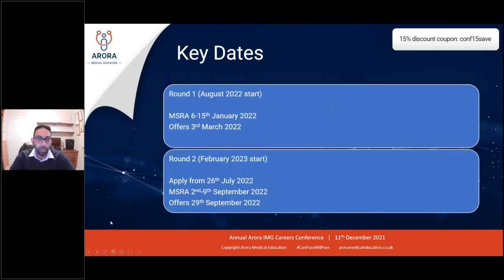What are the key dates coming up? So currently people are applying or in the middle of applying for round 1. The application deadline has now finished for round one. The MSRA exam, if you are preparing for MSRA in January, you've got about 3 weeks left. Hopefully we can still help you with some of our things. And the offers should be coming out by 3rd of March.